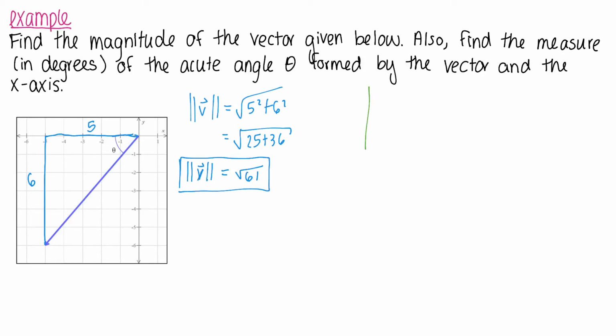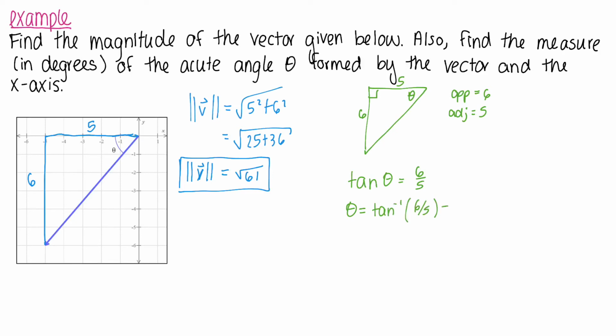For finding theta, we have this triangle. Sometimes it helps to just not have it written on the grid. We have this triangle, this is a 5, this is a 6. So the opposite side for theta is 6, the adjacent side is 5. Opposite and adjacent, that's a tangent situation. So opposite over adjacent, taking tan inverse on both sides, theta is equal to tan inverse of 6 over 5. So tan inverse 6 over 5, that's 50.19 degrees. So theta is approximately 50.19 degrees. And it's as simple as that.